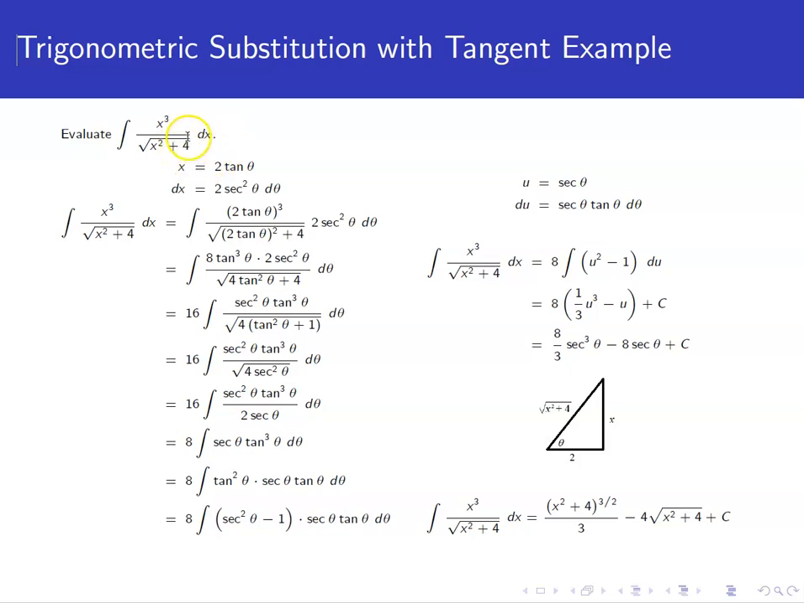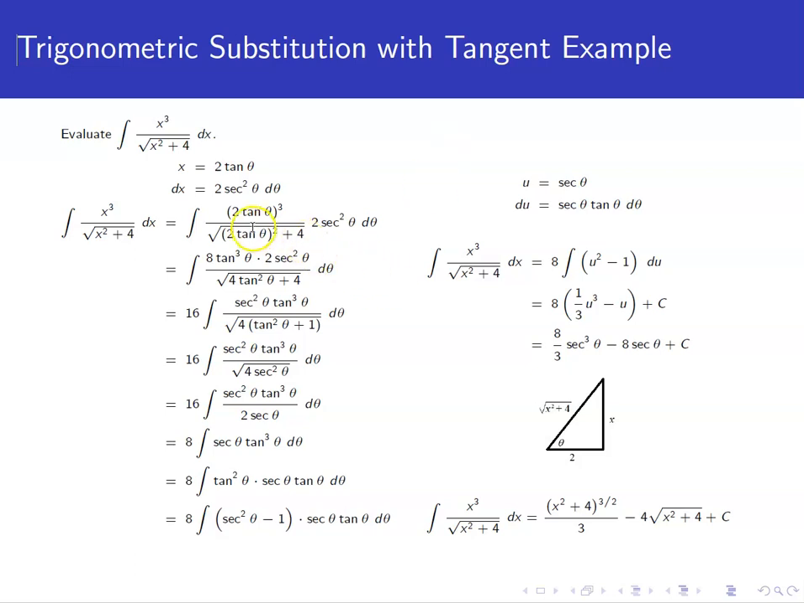However, since we have a 4 here, whatever we plug in for x, I need to be able to factor out a 4 after I square it. So I don't want just a tangent here, I want a 2 tangent theta, because when I square the 2 I'll get a 4, and then I'll be able to factor the 4 out of each term. So we're going to let x equal 2 tangent theta. Our dx will be 2 secant squared theta d theta.